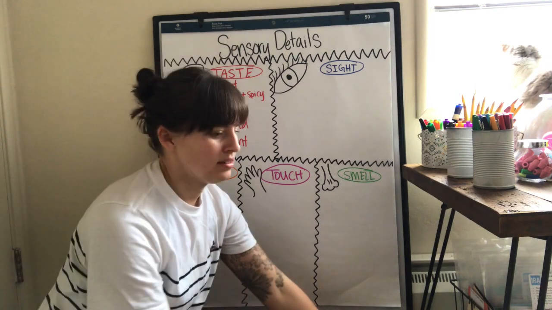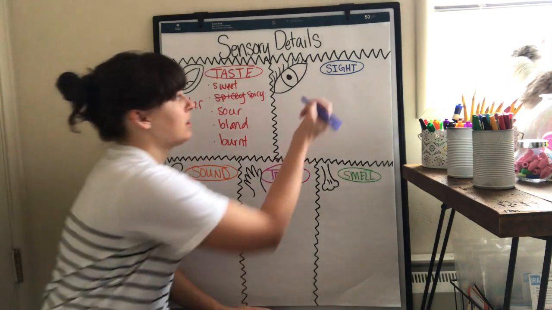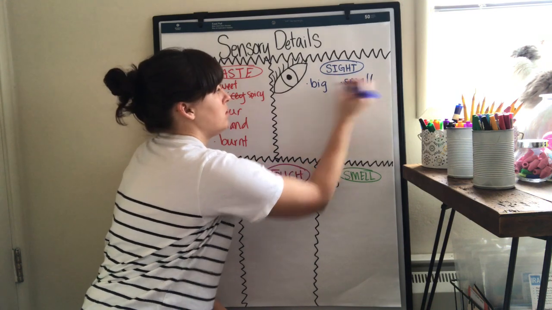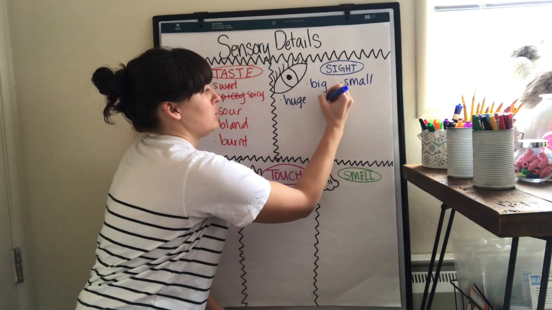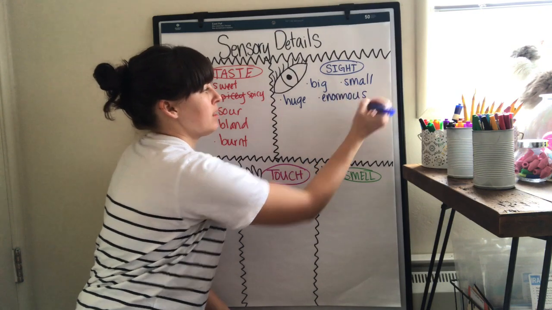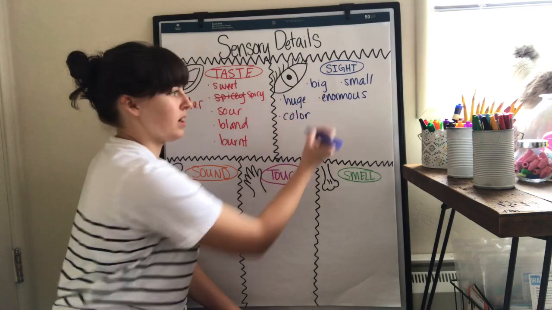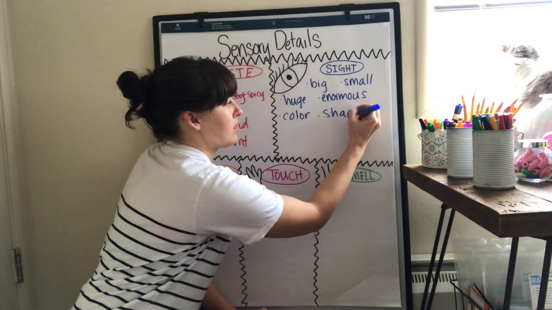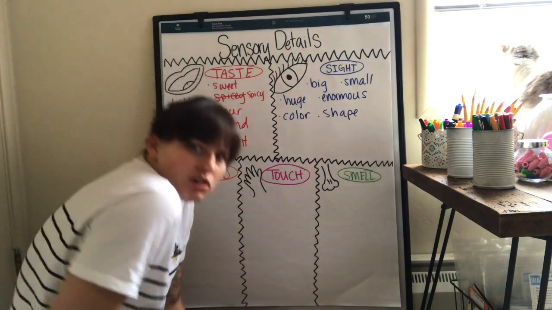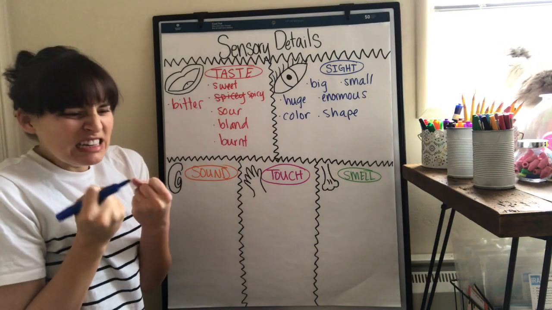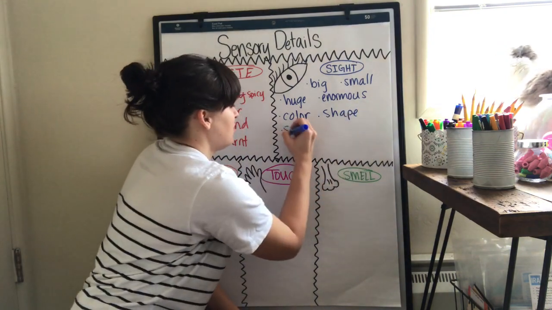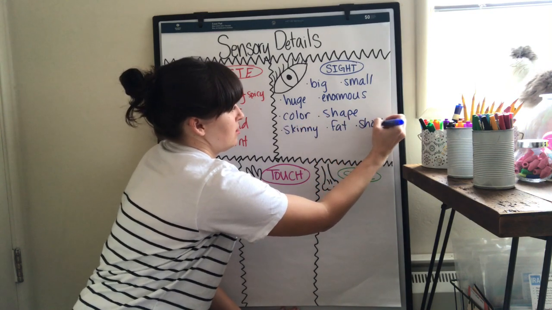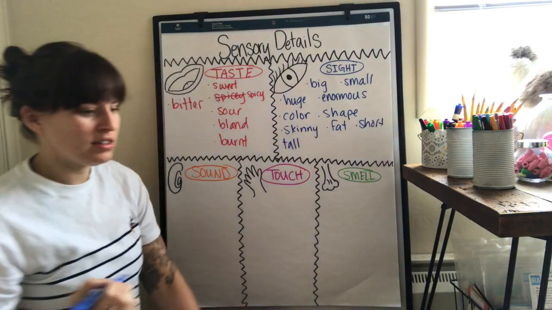Now let's do sight. Sight are things that we see. So you want to think about things like size, so big, small, huge, enormous. You want to think about color, right? Green, blue, orange, polka dot. We want to think about shape when you're describing people. Maybe somebody you're describing has a hunchback, right? Maybe they're really tiny, skinny. So let's do skinny, fat, short, tall, right? Things that you are seeing.